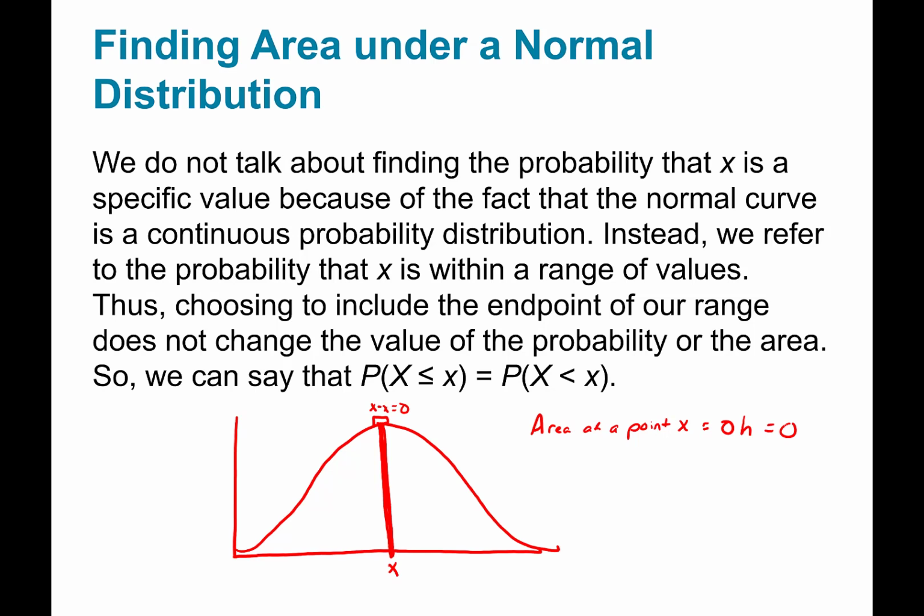So you can say for a continuous distribution, the probability that X is less than or equal to little x is equal to the probability that X is just strictly less than little x. Now keep in mind, this only applies to a continuous random variable. If we're talking about a binomial, you still have to account for that and get the equality first. But for a continuous one, you don't have to worry about equality. So this is only true for continuous random variables.